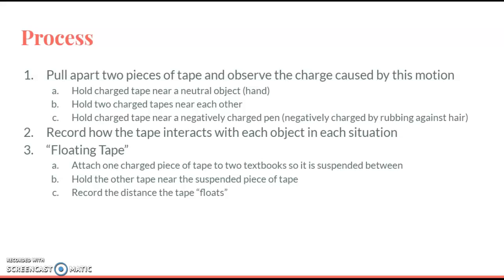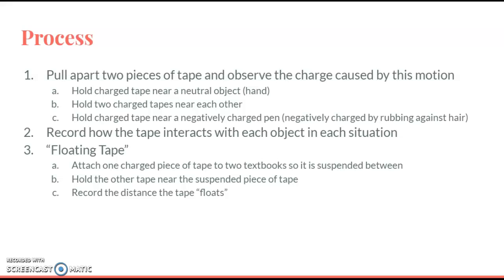The process that we used was to pull apart two pieces of tape and observe the charge caused by this motion. We did this by holding the charged tape near a neutral object, my hand, and observed how it moved. Then we held both pieces of tape near each other, and as the pieces of tape repelled each other and both attracted or moved towards the neutral object, we assumed that both tapes had like charges. We then held the tapes near a negatively charged object, a pen, which I negatively charged by rubbing it against my hair, and found that they attracted each other, which gave us indication that these tapes were positively charged.